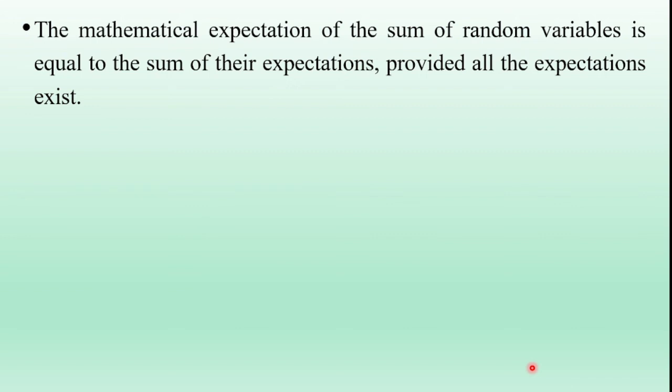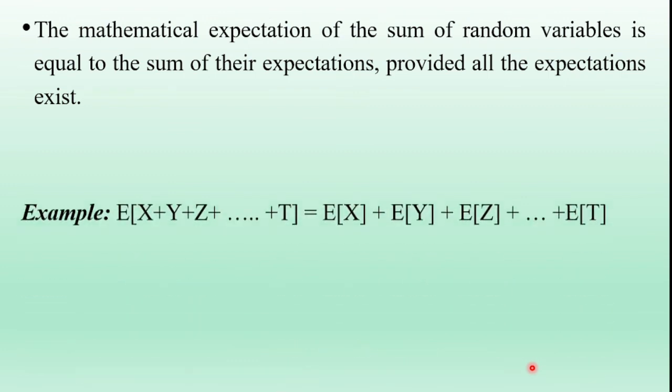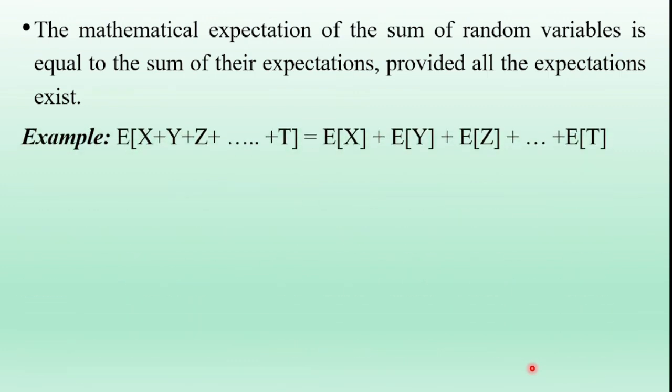Next, the fourth property is, the mathematical expectation of the sum of random variables is equal to the sum of their expectations, provided all the expectations exist. For example, if capital X, capital Y, capital Z, and so on up to capital T are n random variables, then the expectation of x plus y plus z plus and so on plus t is equal to the expectation of x plus the expectation of y plus and so on plus the expectation of t.